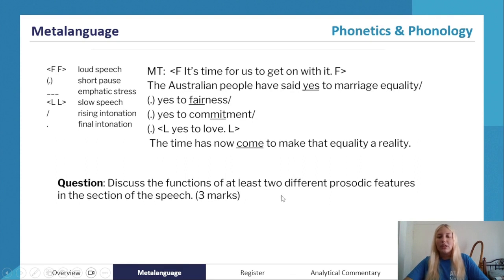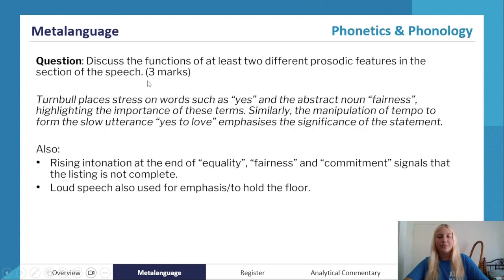so we can see here an example question. Discuss the functions of at least two different prosodic features in the section of the speech. So prosodic features is all of this that has been marked. This means that we can choose anything we want to analyze. One that students really like to do that's always so easy to analyze is just stress. But remember, that's only one prosodic feature. So we could go and analyze why fairness, commitment has been stressed.